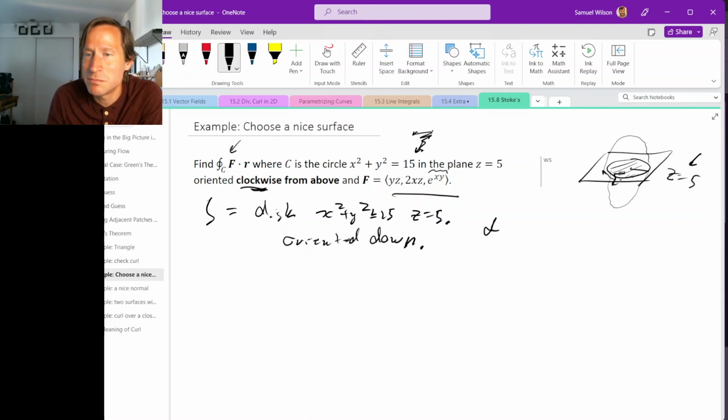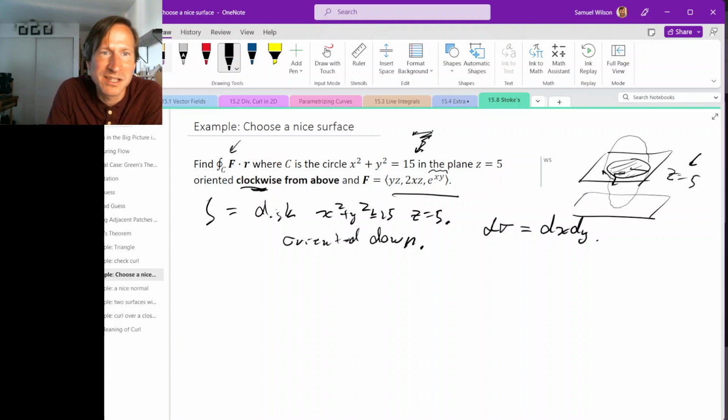Okay. Another nice thing about choosing this disk is that because this disk is confined to a plane that's parallel to the xy plane, d sigma is just dx times dy. This is sitting over the xy plane, and if we have a point down in the xy plane, using x and y as our parameters, corresponding to a point up on the surface, the little patch of area down in the xy plane is going to be the same size as the little patch of area near that point up in the disk at z equals 5, because these two planes are parallel. So d sigma is just going to be dx dy. So that's especially nice. So this is starting to look good.